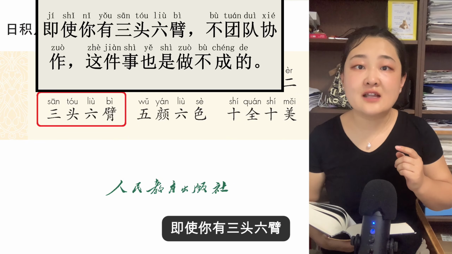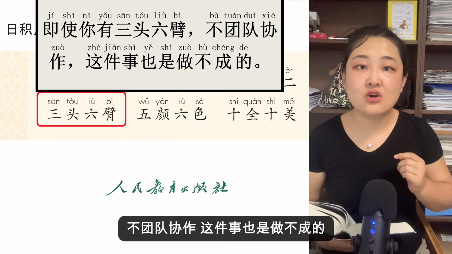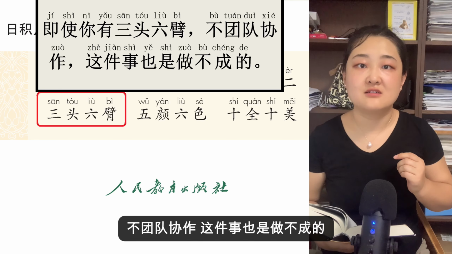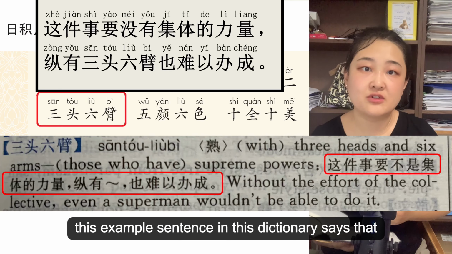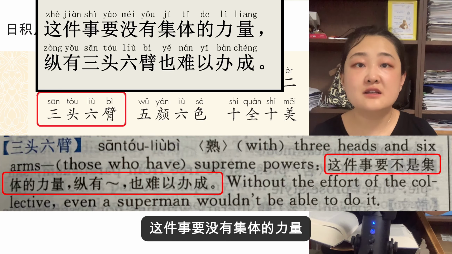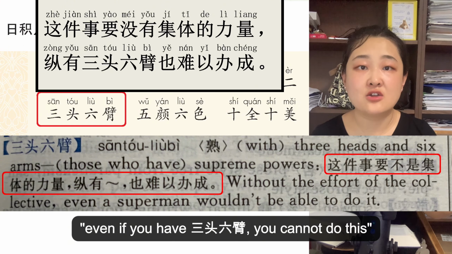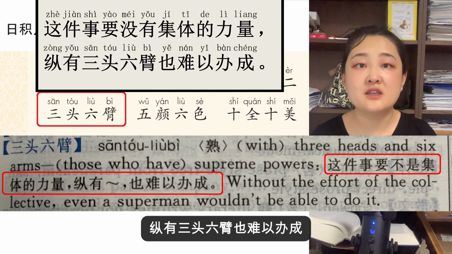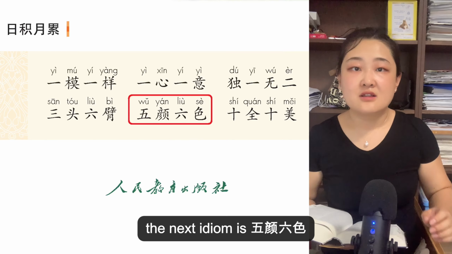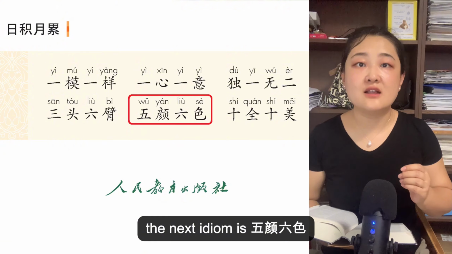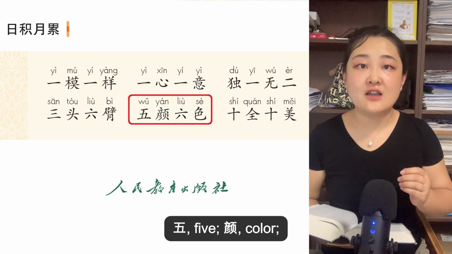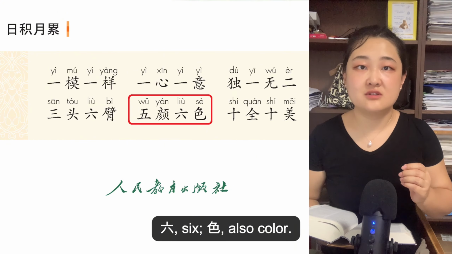即使你有三头六臂，不团队协作，这件事也是做不成的。This example sentence in this dictionary says that 这件事要没有集体的力量，纵有三头六臂也难以办成。Even if you have 三头六臂, you cannot do this. 纵有三头六臂也难以办成。The next idiom is 五颜六色。五 five, 颜 color, 六 six, 色 also color.